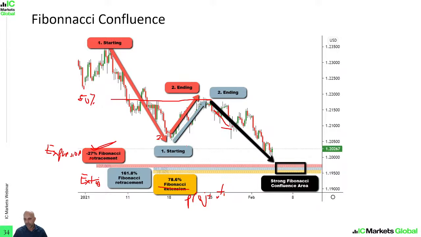Now we're using the Fibonacci extension. This extension starts from here, point 2, ending at point 3. As price is dropping lower, we're using the 161.8% Fibonacci extension level. We can see that it also aligns quite well with the expansion level.